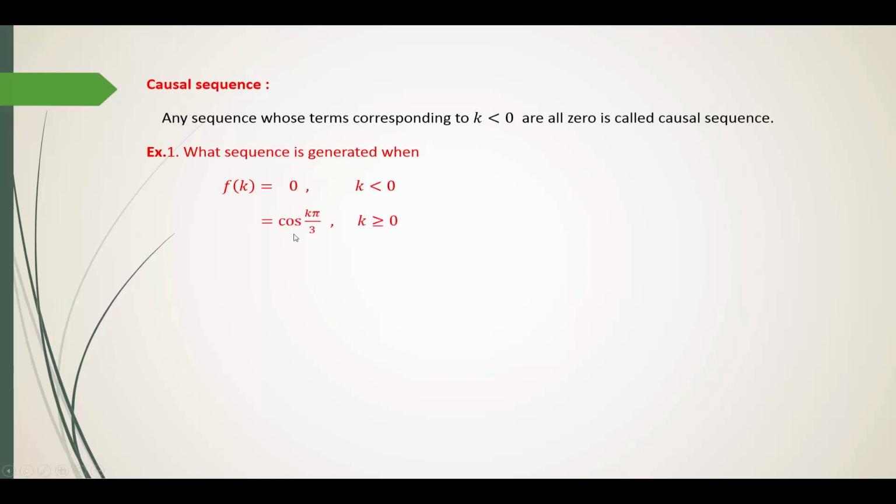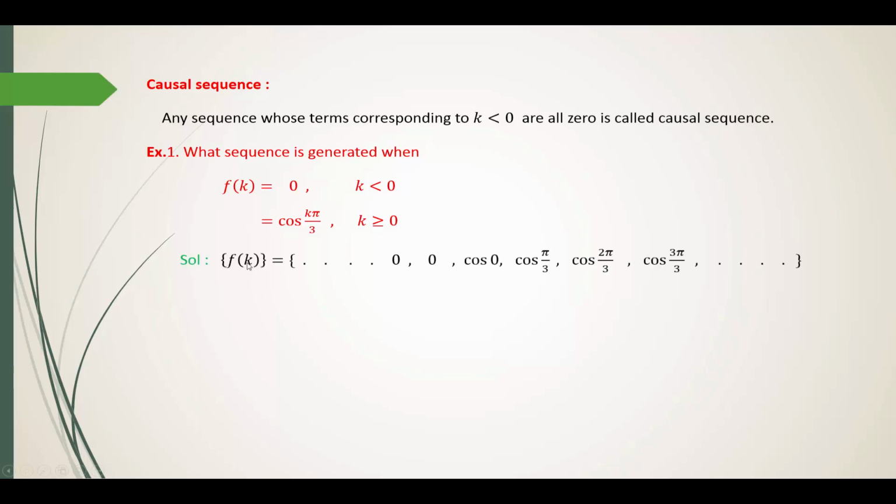Causal sequence: any sequence whose terms corresponding to k less than 0 are all 0 is called a causal sequence. It means when k is less than 0, all the terms are 0, and when k is equal to or greater than 0, the terms are non-zero. For example, what sequence is generated when f(k) is equal to 0 when k is less than 0 and cos(k pi by 3) when k is greater than or equal to 0.